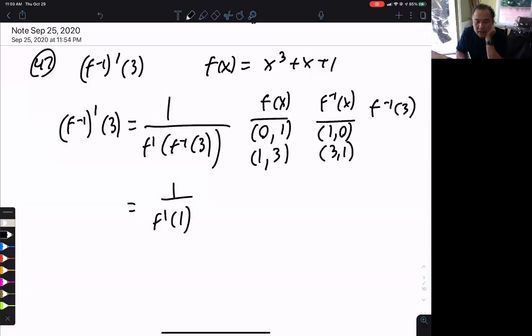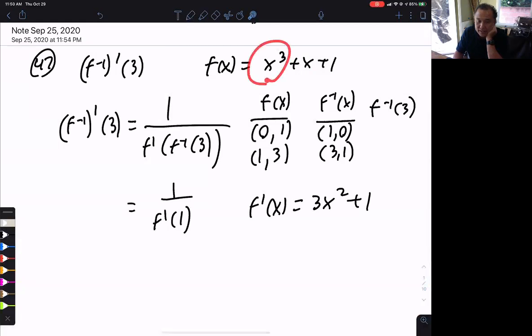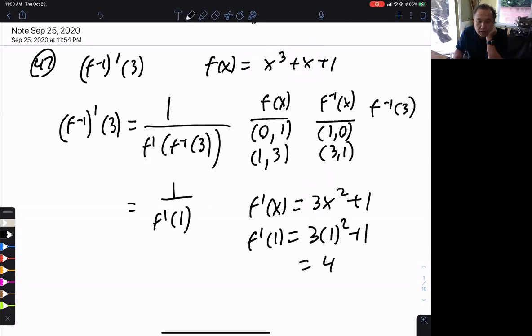What's f prime at 1? I can find f prime. I'm smart. I know calculus. Power rule there. The derivative of x cubed is 3x squared, and the derivative of x is 1. So there it is. Now I want to find the value at 1. That'd be 3 times 1 squared plus 1, which is 4. So this answer would be 1 over 4. And that's number 47.